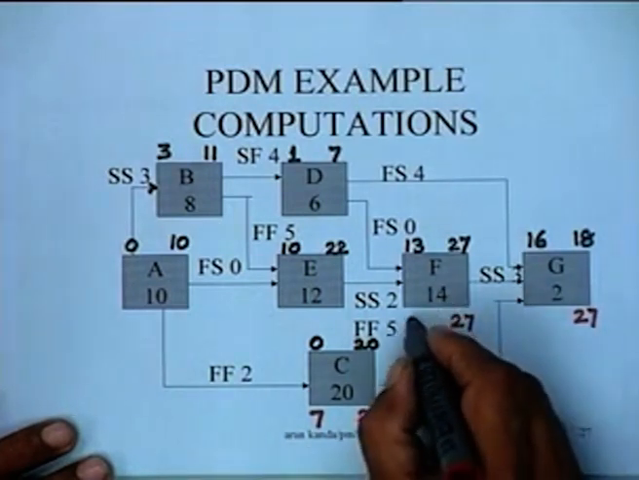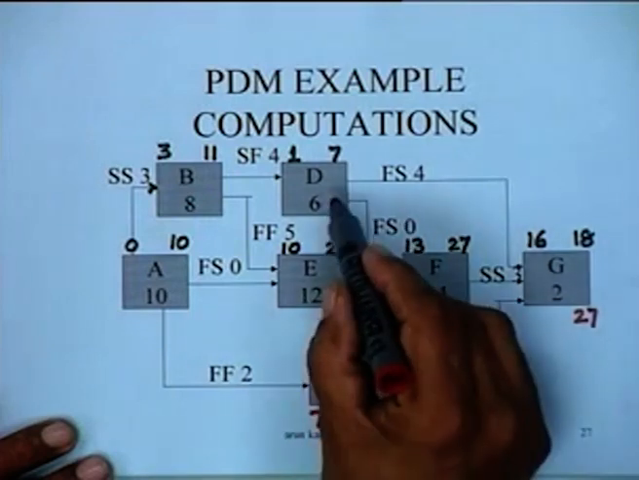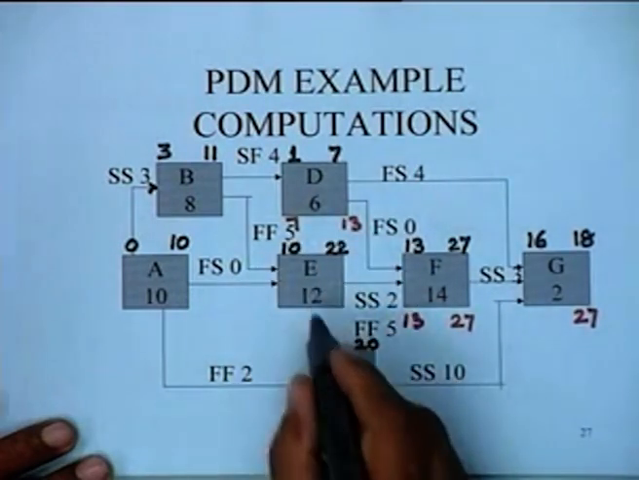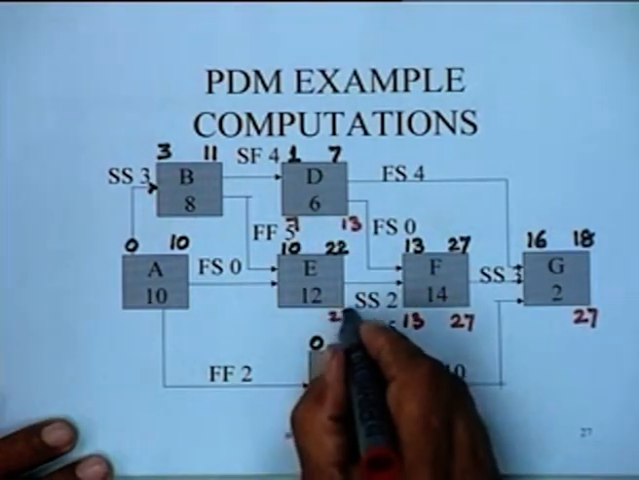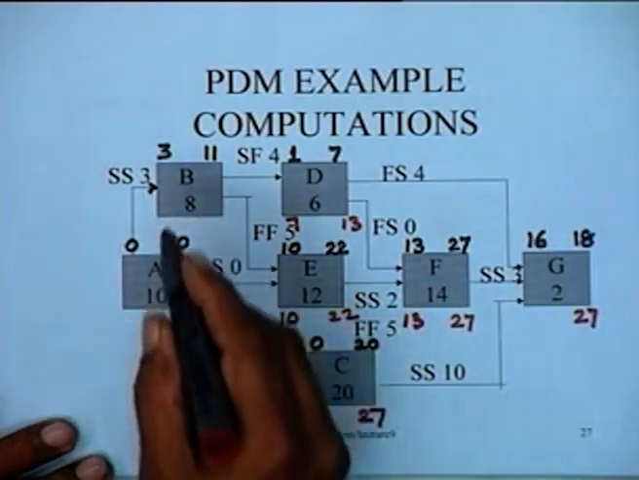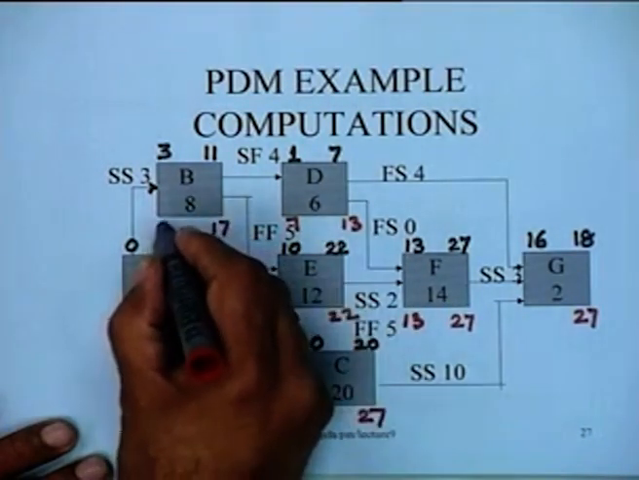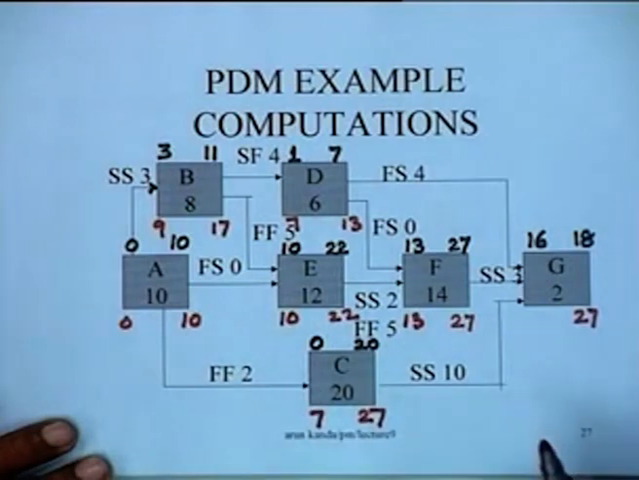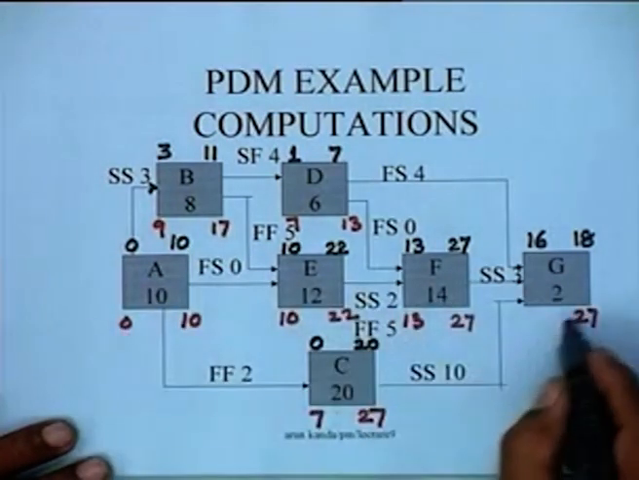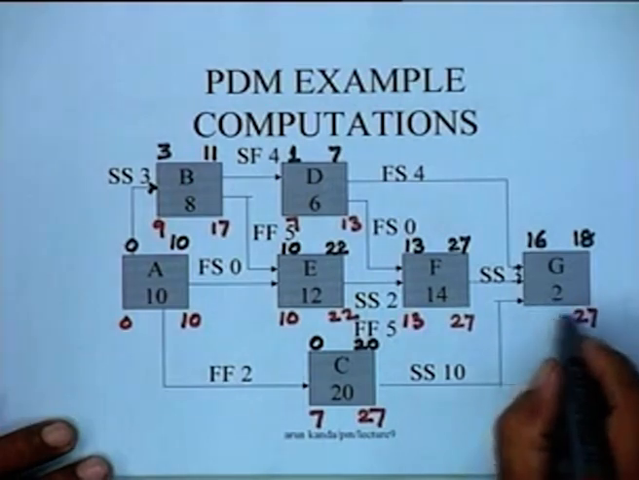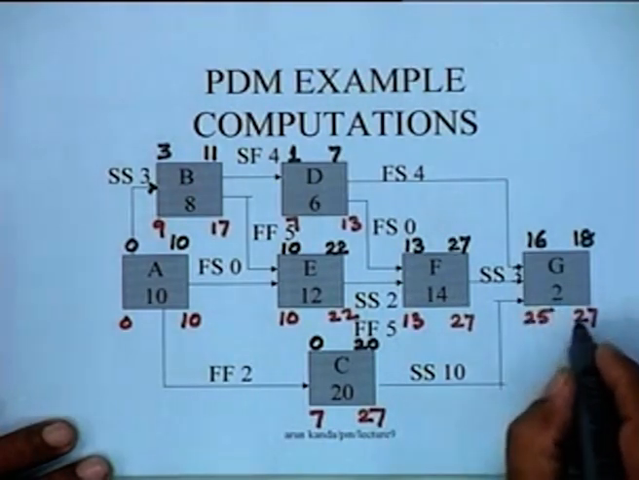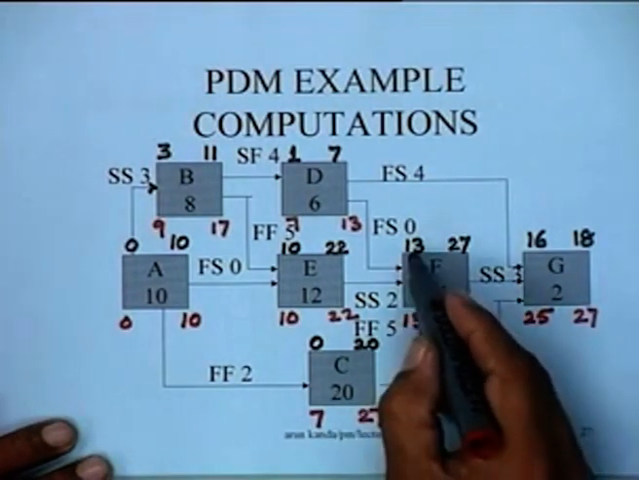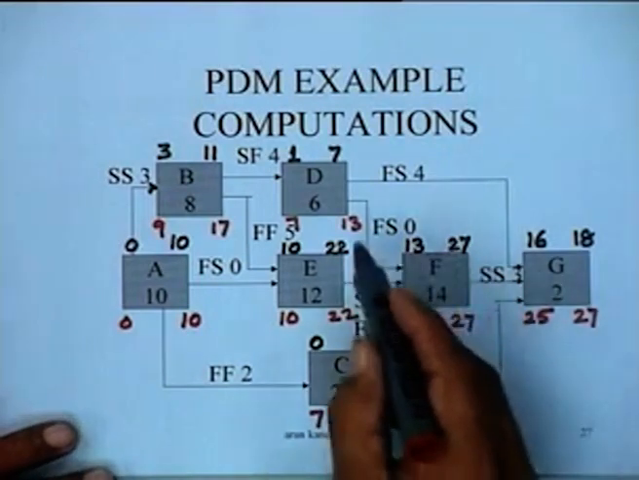Similarly for this particular activity this is going to be 13, and for activity D this is going to be 13 here and 7 here. Then you can compute for activity E, it will be 22 here and 10 here, and for activity B, it will be 17 here and 9 here, and finally for activity A you would get 0 and 10. So this is exactly in the same manner we are working backwards, and for 27 this would be 27 minus 2, which will be 25. The numbers in red show the latest start and latest finish, and the numbers in black show the early start and the early finish for various activities.